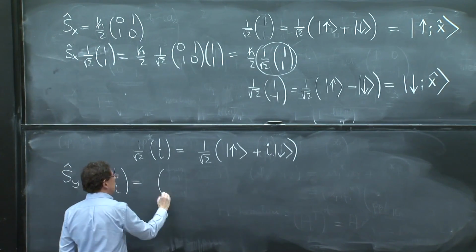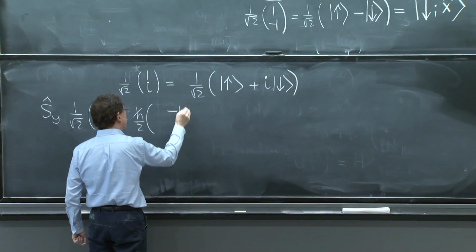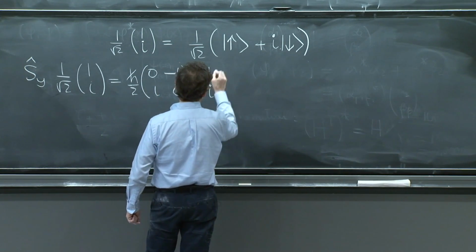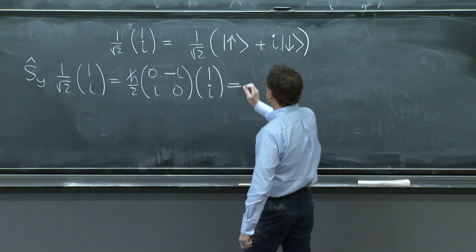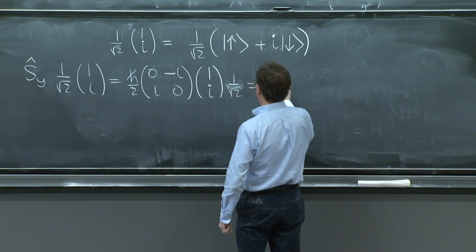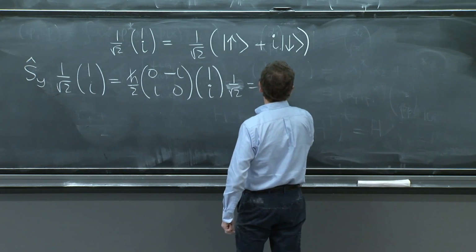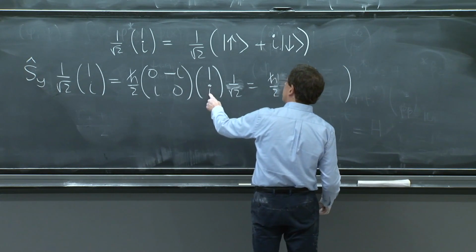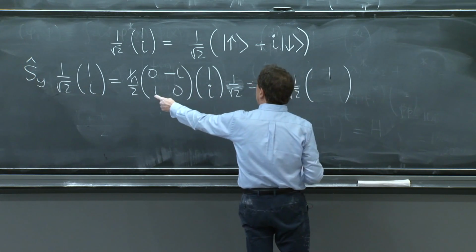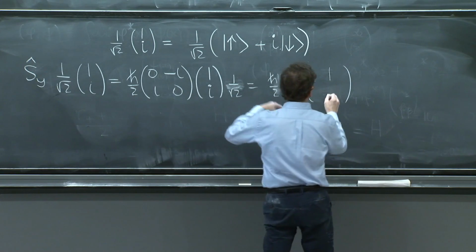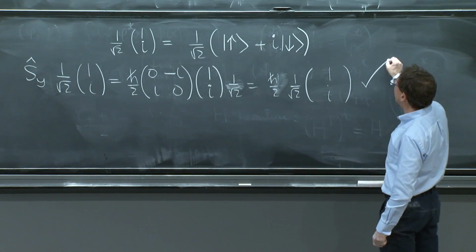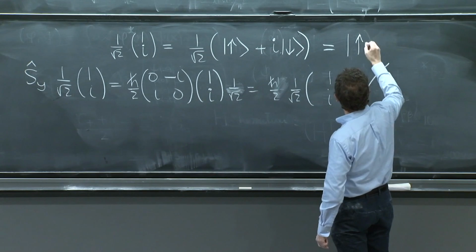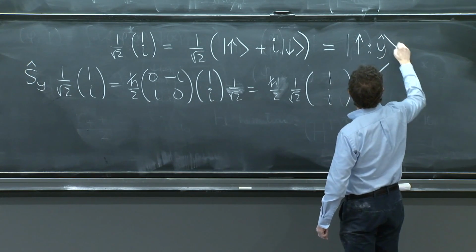On 1, i, and the Sy matrix is h bar over 2 times the matrix 0, minus i, i, 0, and there's 1 over square root of 2. So it's h bar over 2, 1 over square root of 2. And let's see what we get. Minus i times i is 1. And the second one is i. We get the same state. Yes, it is an eigenstate. So with a plus i here, this is the spin up along the y direction.